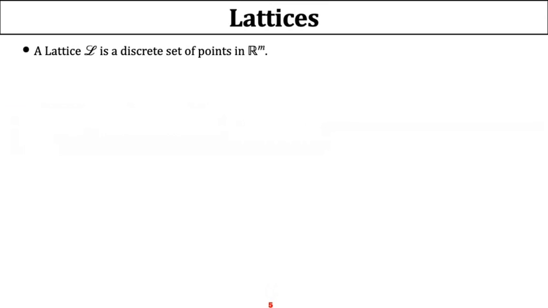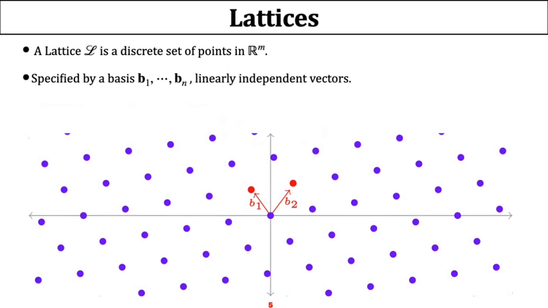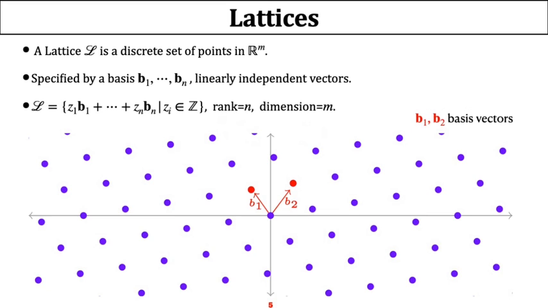Now let's talk about lattices. A lattice is a discrete set of points in a real space, usually specified by a basis, where a basis is a set of linearly independent vectors such that integer linear combinations generate all the lattice vectors. We use the notation n to denote the rank of the lattice, where rank means the number of vectors in the basis, or the minimum number of vectors we need to generate the lattice. We use the notation M to denote the dimension, where the dimension of the lattice is the same as the dimension of the associated real space.